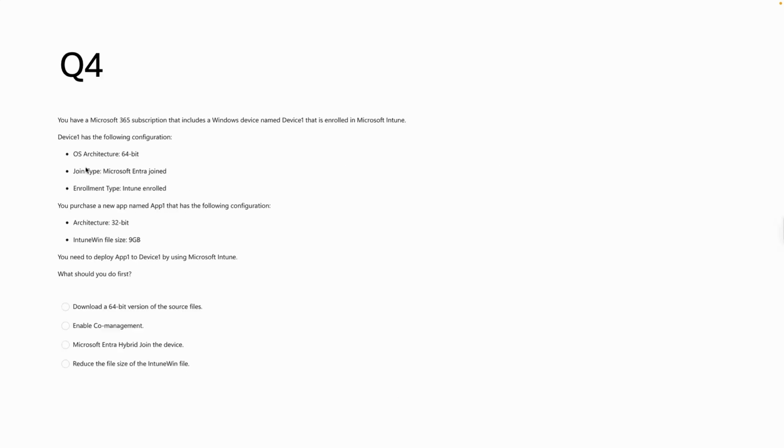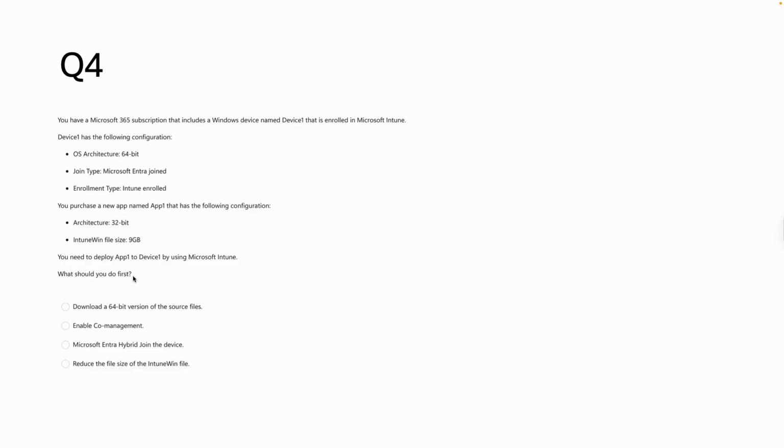Question number 4 talks about a scenario where we have an Office 365 subscription and that has a Windows device named device 1 that is enrolled in Microsoft Intune. That is fine. Device 1 has the following configuration: 64-bit operating system, join type Microsoft Entra ID, and enrollment type is Intune enrolled. We purchased a new application, app 1, architecture is 32-bit, and Intune win file size is 9 GB. You need to deploy app 1 to device 1 by using Microsoft Intune. What should be the right answer?